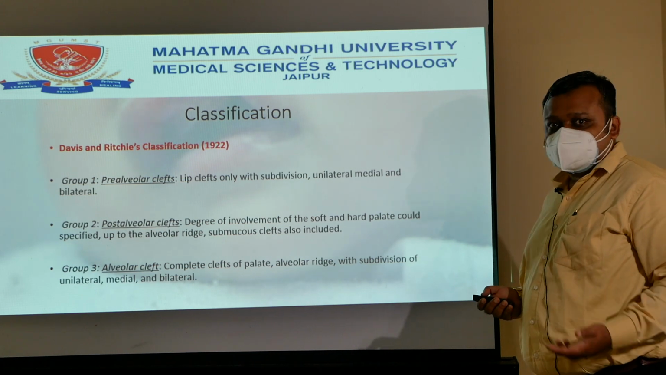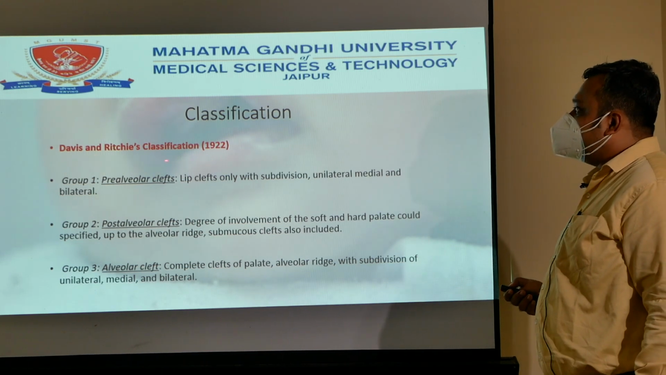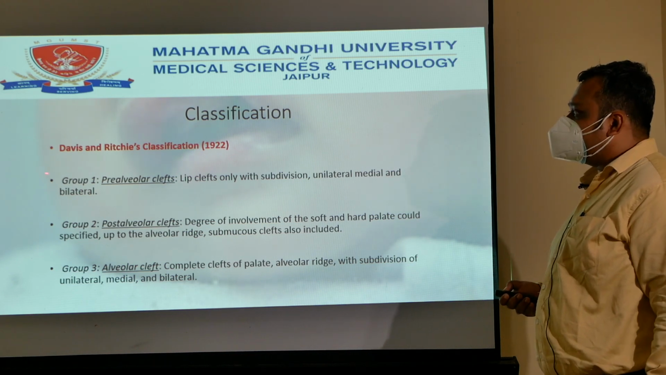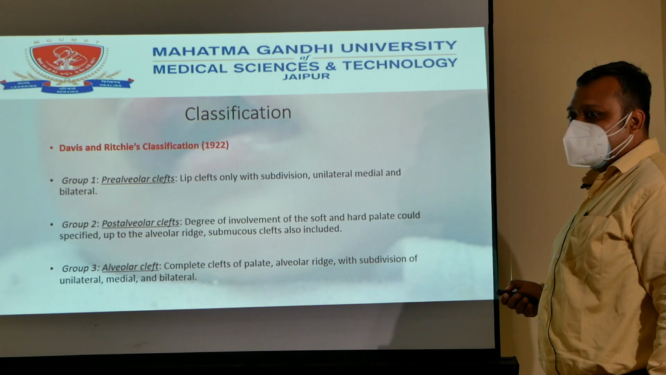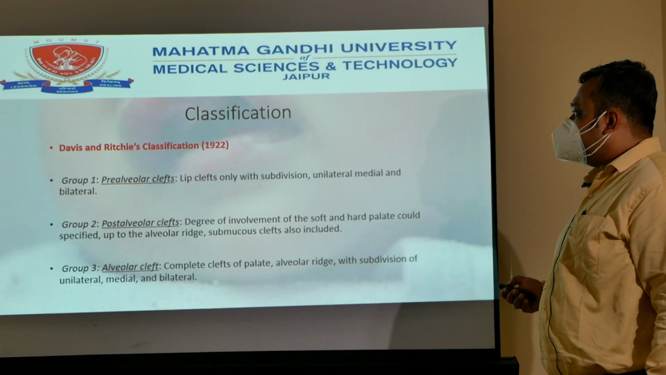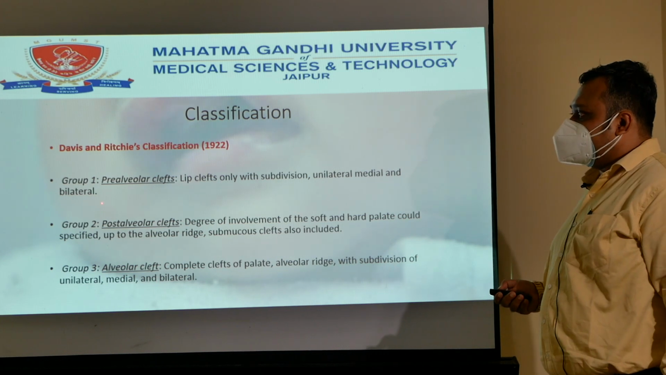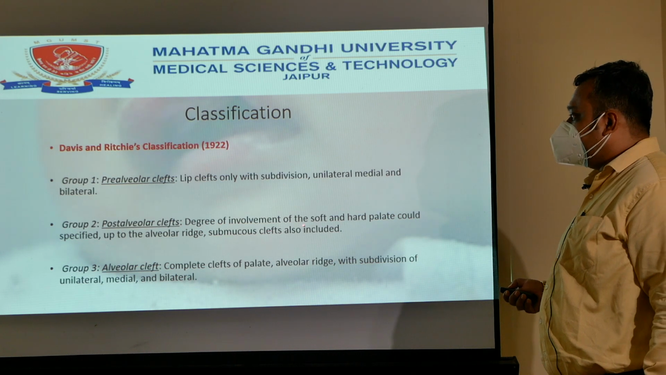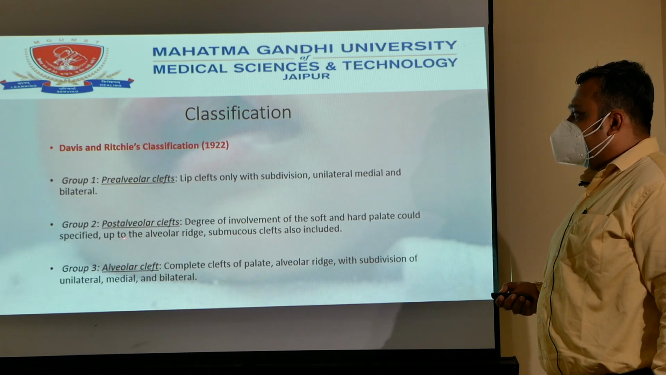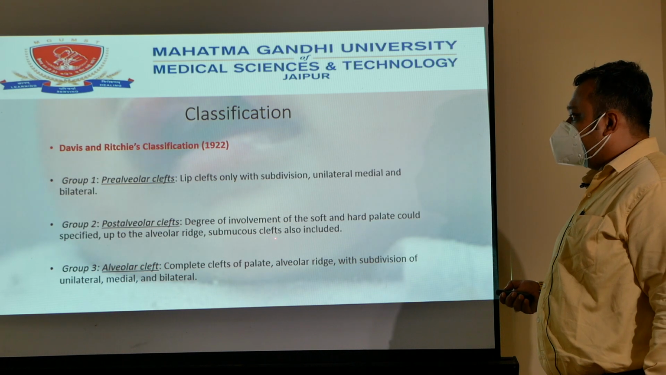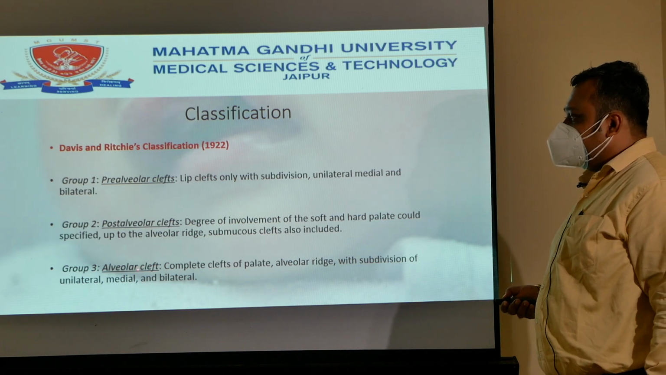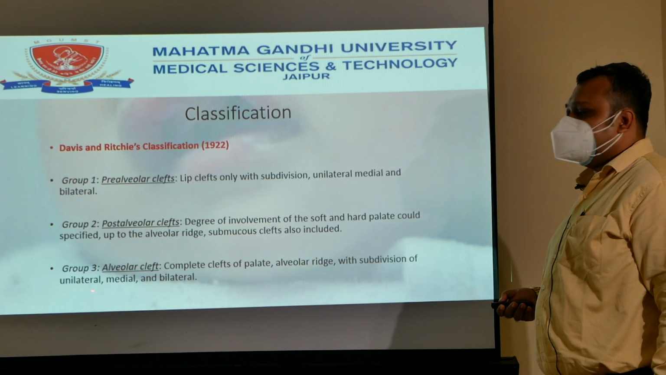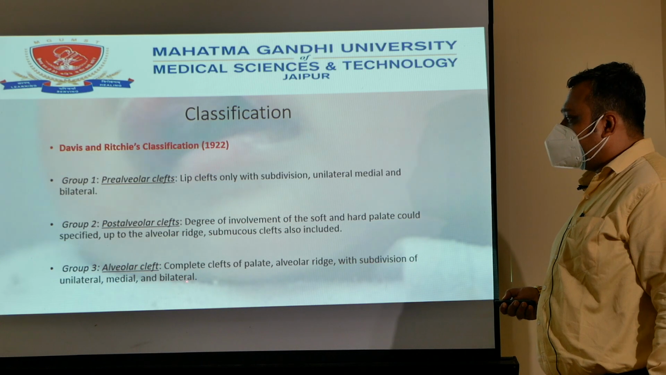Now we come to the classification of cleft lip and palate. According to the Davis and Ritchie classification in 1922, cleft lip and palate were divided into three groups. Group 1 is pre-alveolar clefts, with subdivisions of unilateral, medial or bilateral clefts. The second group is post-alveolar clefts, that is, the degree of involvement of the soft palate and hard palate. It can be up to the alveolar ridge, or a submucous cleft. And group 3 is alveolar cleft, that is, the complete cleft of the palate and alveolar ridge, and the subdivision may be a unilateral, medial or bilateral cleft.